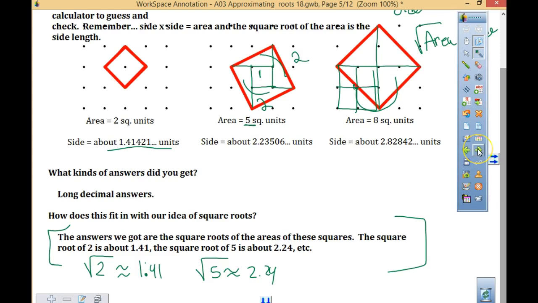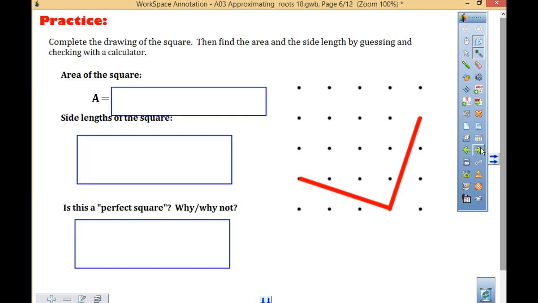So this is way better. If you had an older brother or sister that had Math 8 like 2 years ago, oh my gosh, the drawing of squares that we did was just horrendous. They hated it, okay? So it says, complete the drawing of the square, find the area, and the side length by guessing and checking and using your calculator.